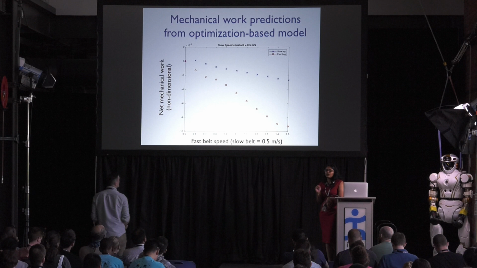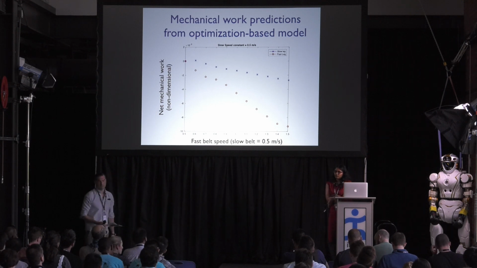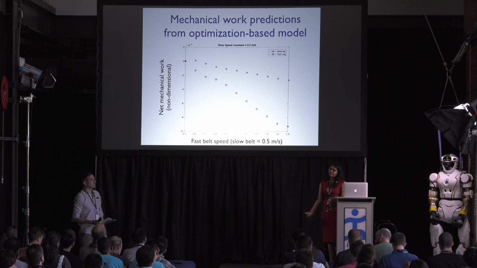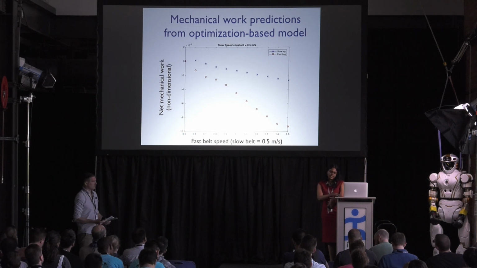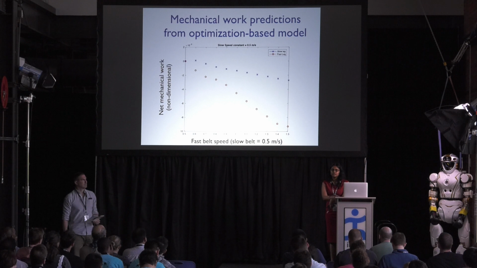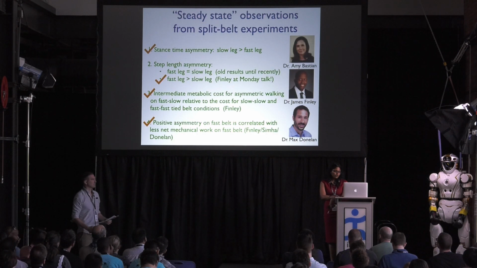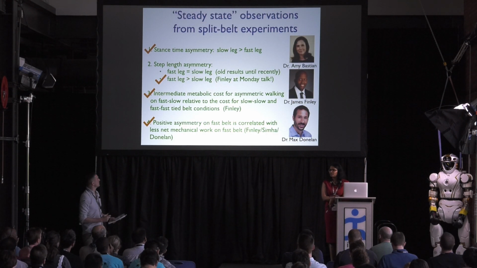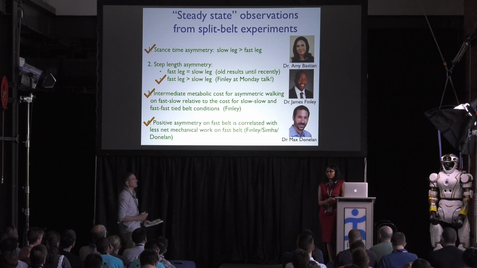And finally, we are also able to predict the net work as well. The net work on the fast leg is less than that in the slow leg, as a potential explanation for the positive step length asymmetry. So we made those predictions of experimental observations using the optimization-based model.